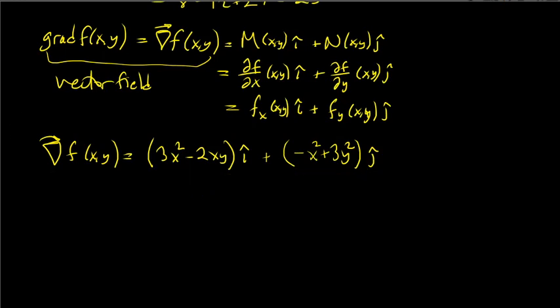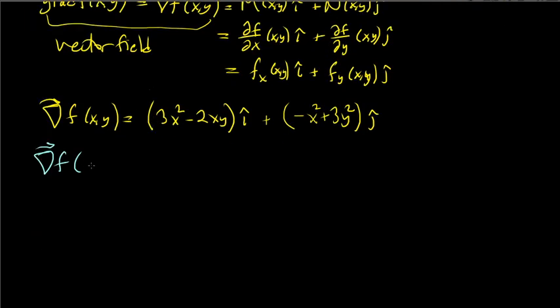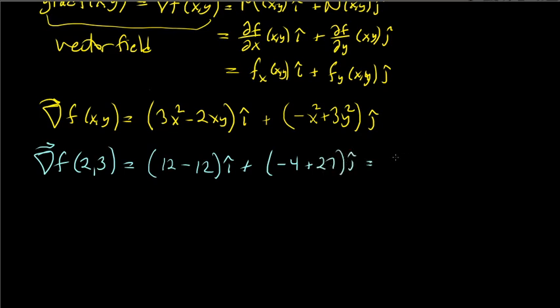And in fact, if you plug in a point for x and y, let's do the same point, 2 and 3, you now get a vector instead of a number. So let's see. 3 times 2 squared is 12. 12 minus 2 times 2 times 3. Oh, that's also 12. So that's just going to be 0. And then let's see, minus 2 squared, so minus 4 plus 3 times 3 squared is 27. So you just get 0i plus 23j.